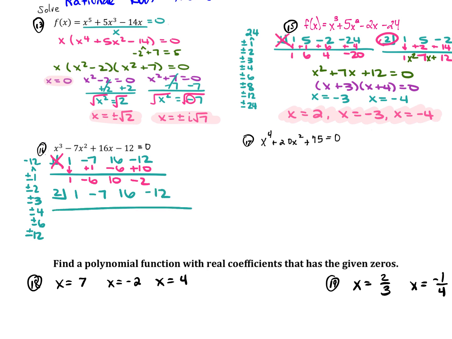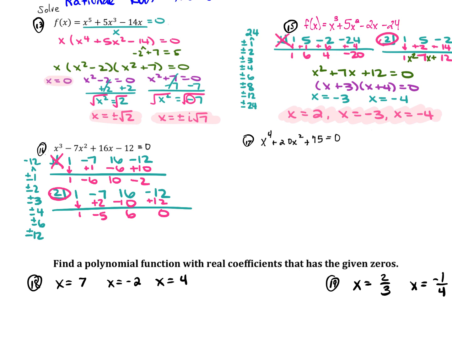So that 1 drops down. 1 times 2 is 2. Add it, that's negative 5. 5 times 2 is negative 10. Add it, that's 6. 2 times 6 is 12. Add it with the negative 12, that's 0. So the 2 is your answer.